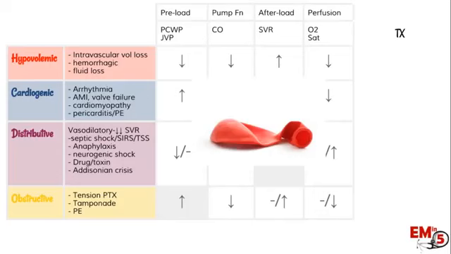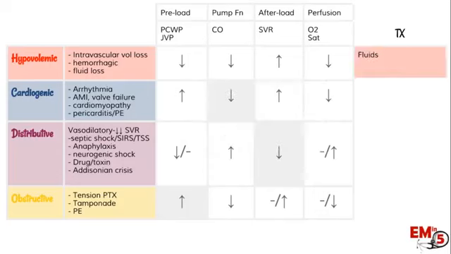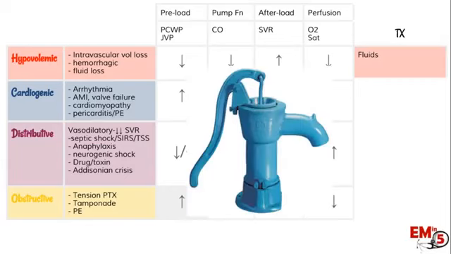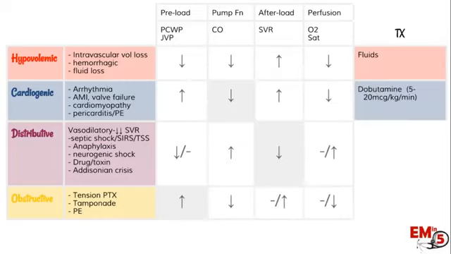Now let's talk about treatments for each of these. So for our hypovolemic patient, what do you think they need? They need volume, right? They need fluids, whether that's normal saline or red blood cells. They need more volume in order to replete their intravascular volume loss. What about these patients who have the poor pump function, so cardiogenic shock? Good, so their treatment is going to be inotropes. Specifically, dobutamine is a great thing to start with in the ER.